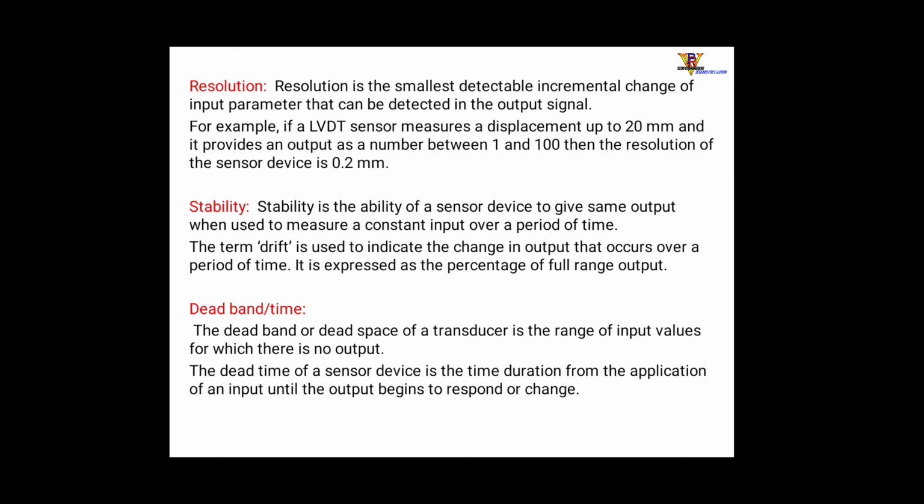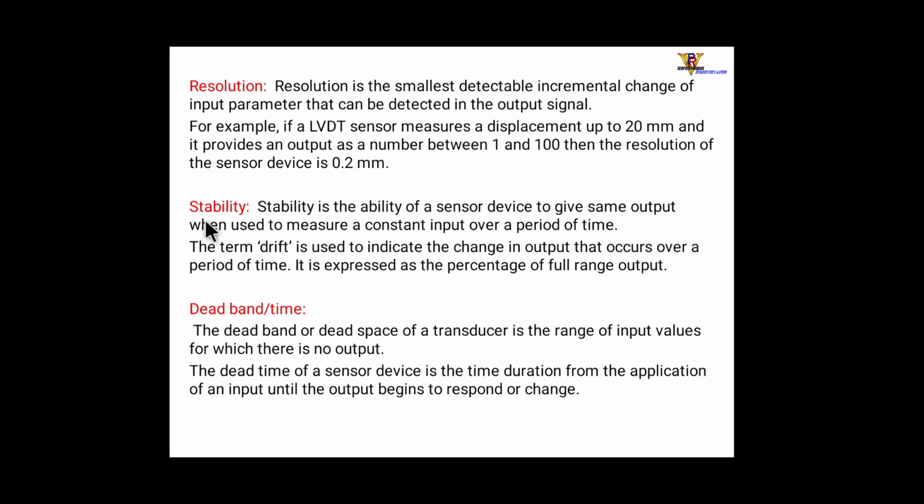Then this 20 mm is divided into this 1 to 100 scale, and we get a resolution of 0.2 mm. It means that a 0.2 mm displacement can change a number from one significant figure to another. It can detect an incremental change of 0.2 mm in the displaced object. So this is also another important specification.